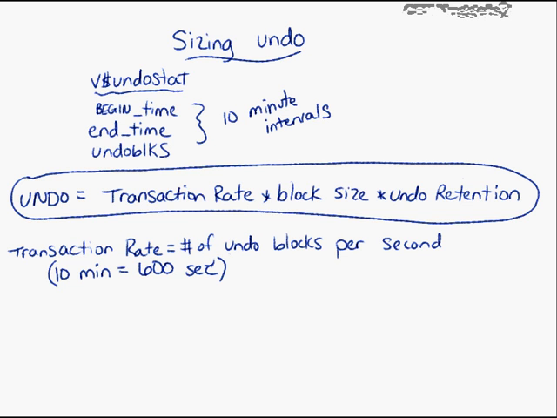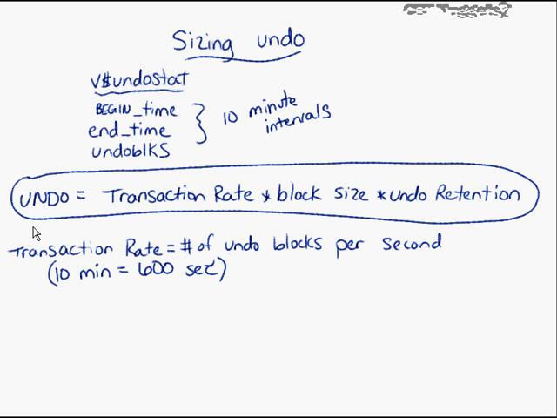Let's go ahead and manually size our undo table space. Oracle provides us with a nice little view called V$UNDOSTAT, which allows us to see in 10-minute intervals how many undo blocks were generated. So when we talk about the transaction rate of your database, what we're talking about is the number of database blocks that were generated per second. So to calculate that, you take the highest number that you get from this view, and then you divide by 600, since there's 600 seconds in 10 minutes.